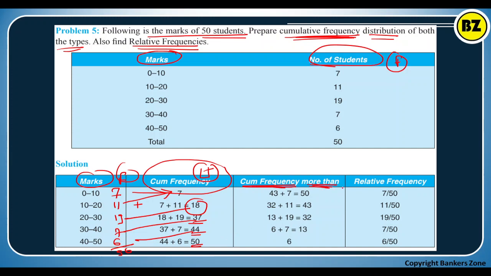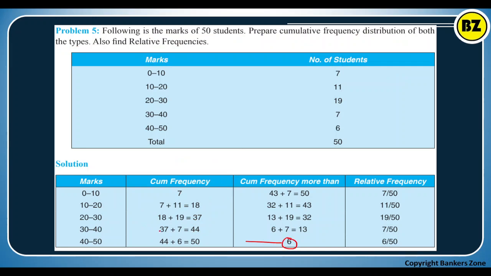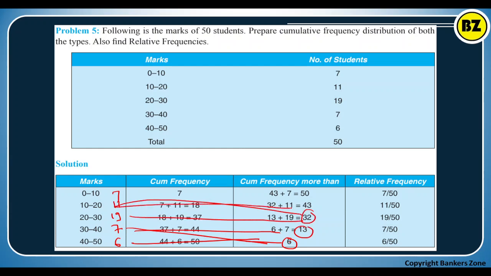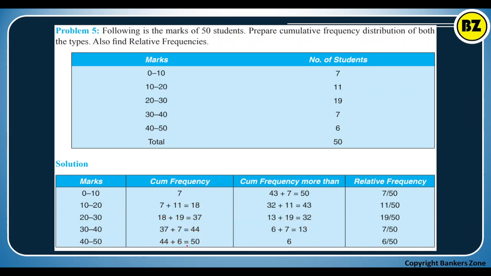How? See, for more than, start with the bottom. So take 6 as 6. Now what is the next frequency? Here I will write 7, 11, 19, 7 and 6. So take 6 as 6. 6 plus next upper 7, you will get 13, plus next upper 19, you will get 32, plus next upper 11, plus next upper 7, so you will get the total. Remember, the last frequency will always be your total. For more than also, the total will be your last frequency, to check it.